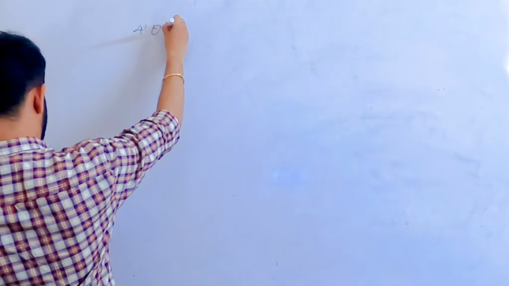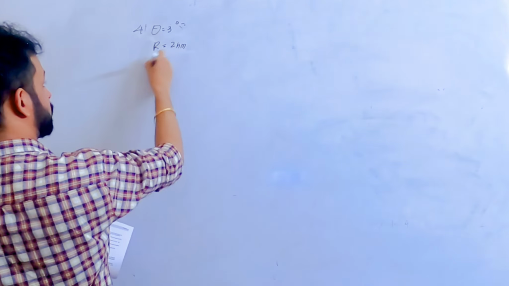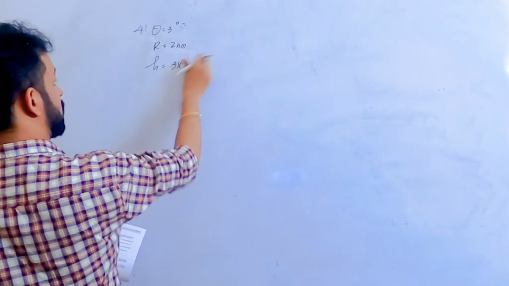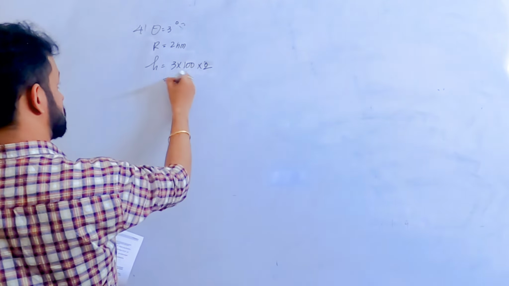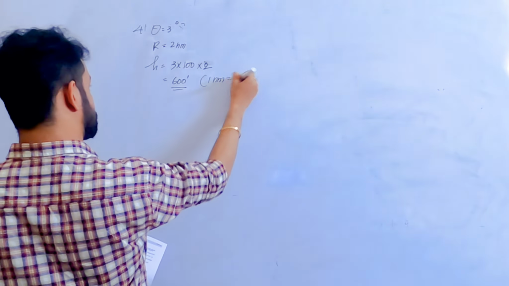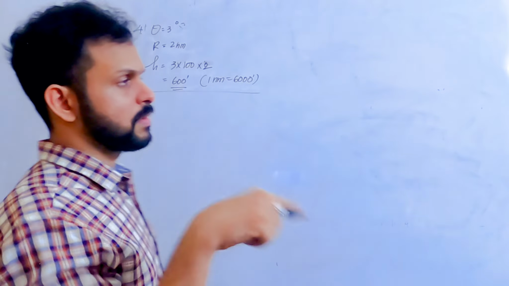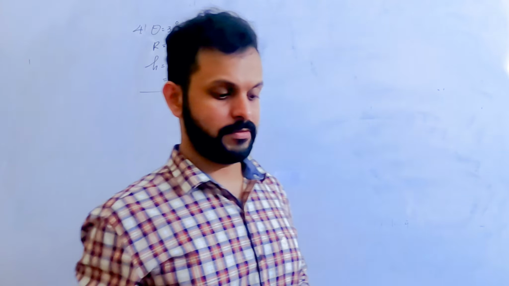Your glide path is 3 degrees, and range is given as 2 nautical miles. Height on the glide slope will be 3 into 2 into 100, which is per nautical mile. For 2 nautical miles, it's going to be 600 feet, and here we take the approximation of 1 nautical mile equal to 6,000 feet. Remember the previous question, a runway was given, runway 28.